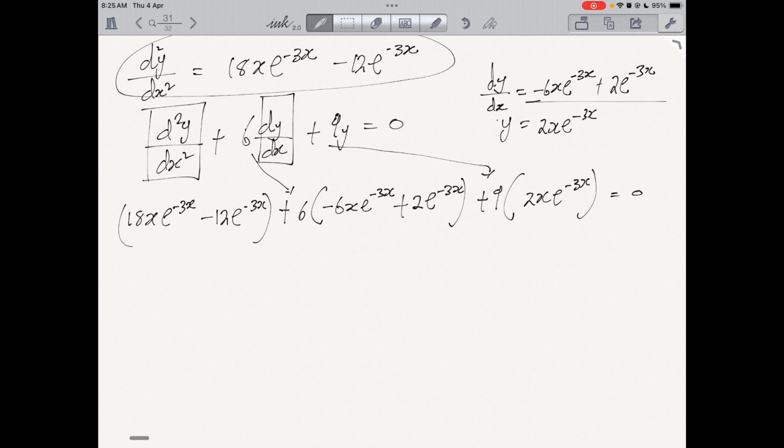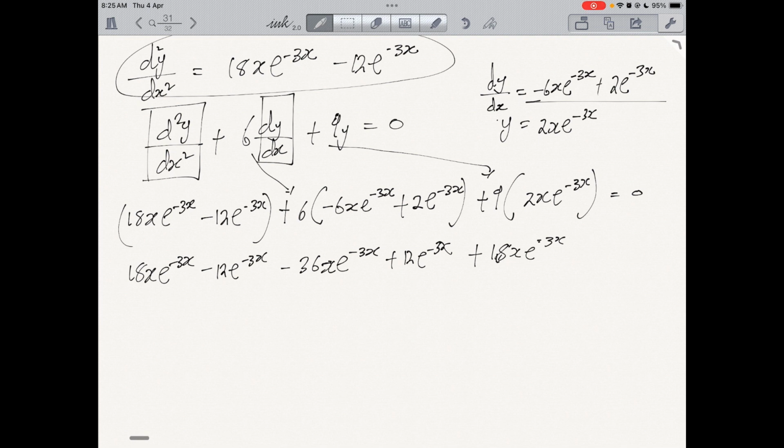Now let's prove that it's going to give us 0. So let's open up the bracket. So we have 18x exponential minus 3x minus 12 exponential minus 3x minus 36x exponential minus 3x plus 12 exponential minus 3x and plus 18x exponential minus 3x.